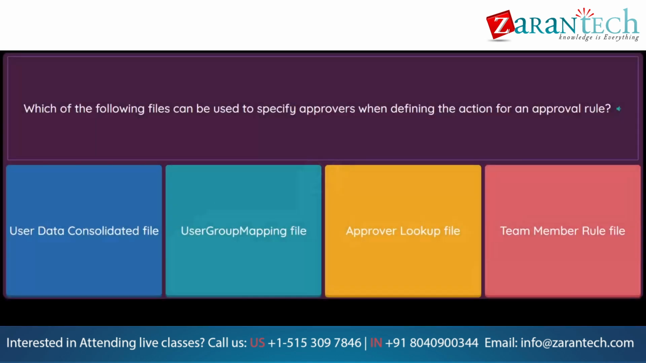Question: which of the following files can be used to specify approvers when defining the action for an approval rule? Option 1, User Data Consolidated File. Option 2, User Group Mapping File. Option 3, Approver Lookup File. Option 4, Team Member Rule File.